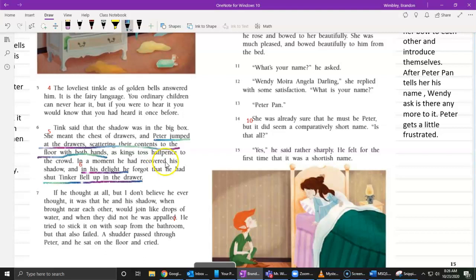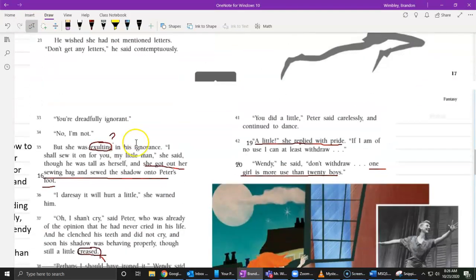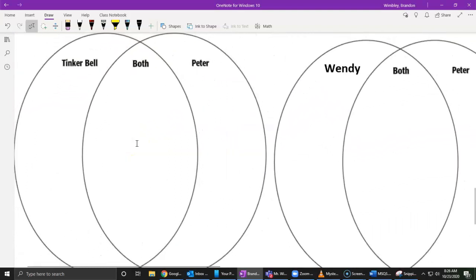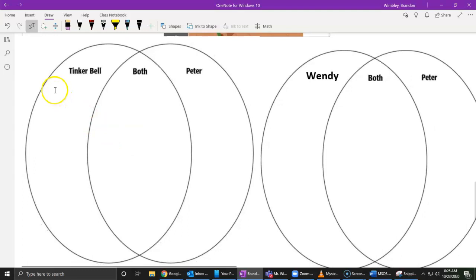So we have some of these traits that we've looked at that we're now going to use to explain how they are similar and how they are different. So I have this Venn diagram down here at the bottom. You'll see we have one about Wendy that we're going to use in a moment. And I'm just going to fill it in. So what do we know about Tinkerbell? Well, she is eager to please Peter.